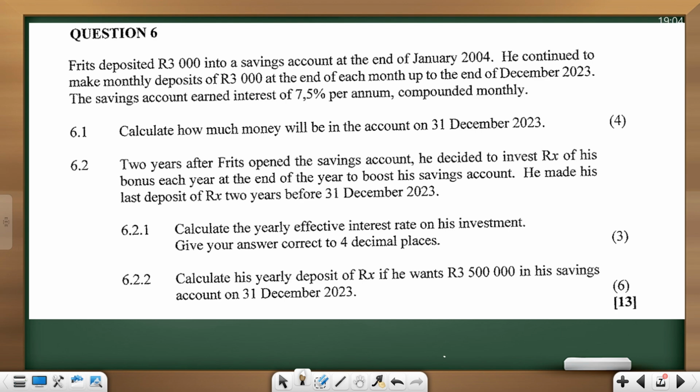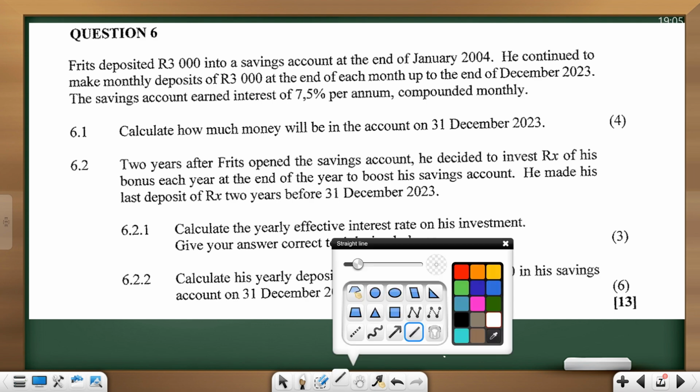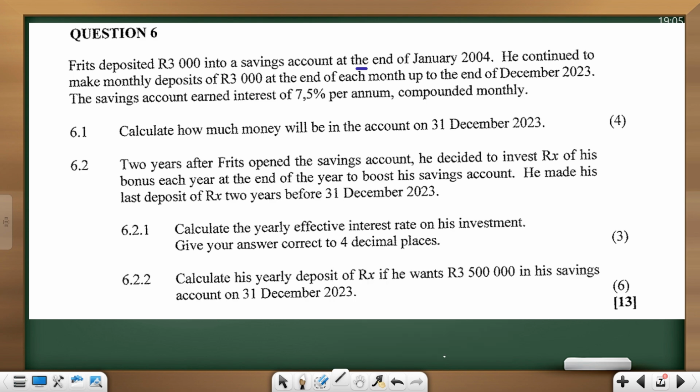together. Fritz deposited 3,000 into a savings account at the end. Please always take note of the date. Financial math has a lot to do with dates. End of January. He continued to make monthly. Oh, so what do I notice? It's regular. Deposit of 3,000 at the end of each month. You know what I'm looking for? That gives me whether he made 2 deposits in the first month. Okay, but I see that he only made 1 deposit. Interest is 7.5% compounded monthly.